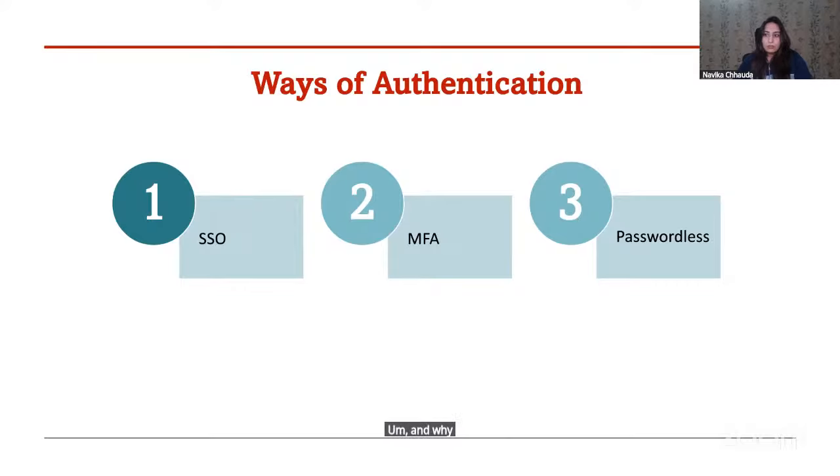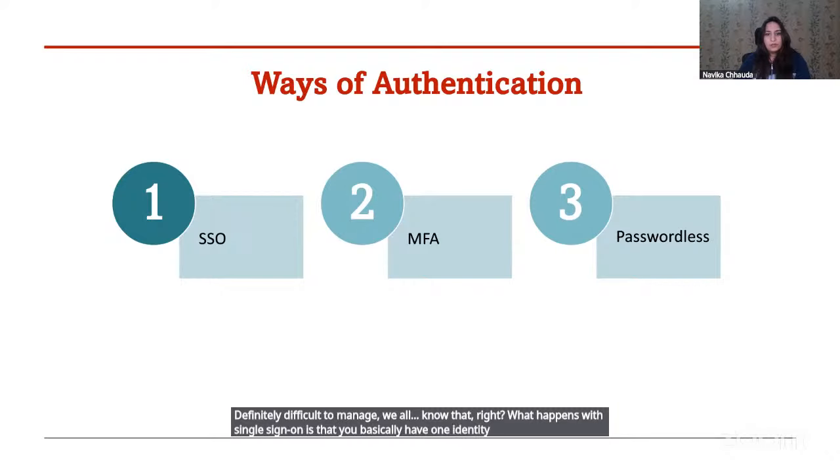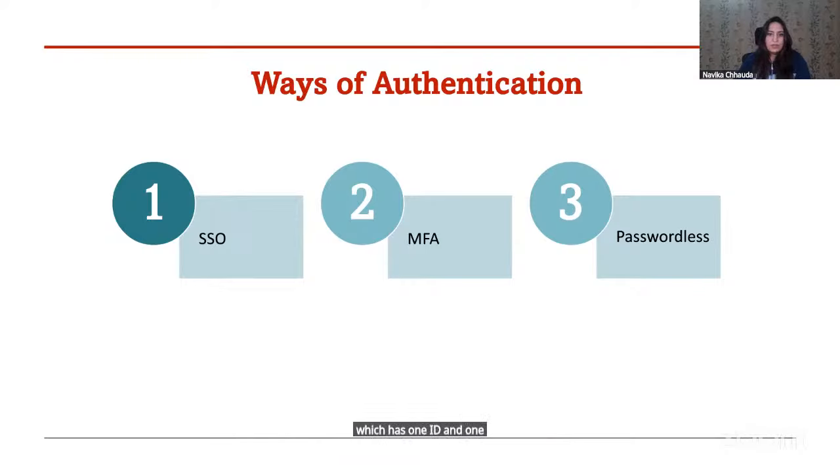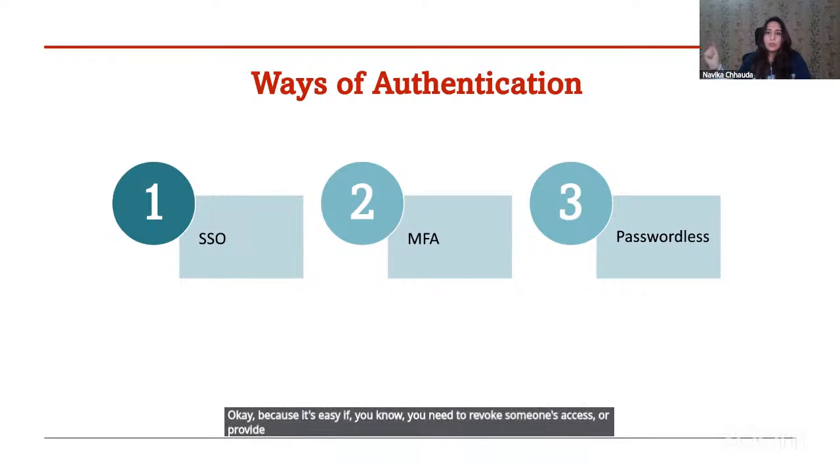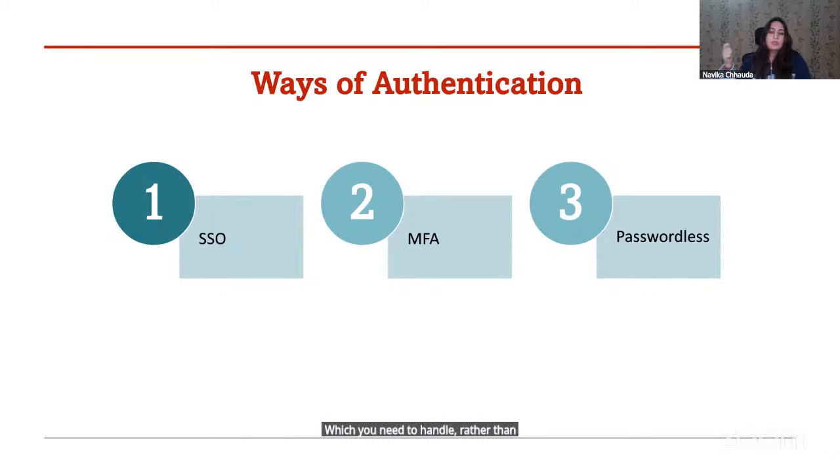And why it is one of the methods for authentication as well, because you just need to remember one ID and one password. Got it? So with one person, one identity is associated. Having different passwords and different usernames is definitely difficult to manage. We all know that, right? With single sign-on you have one identity associated with the person, with one ID and one password, and based on that you can access across applications. Access across the different applications is granted to a single identity tied to that particular user. This definitely simplifies the entire security model as well, because if you need to revoke someone's access or provide someone access, it's just one identity you need to handle rather than having 10 identities associated with the same user.